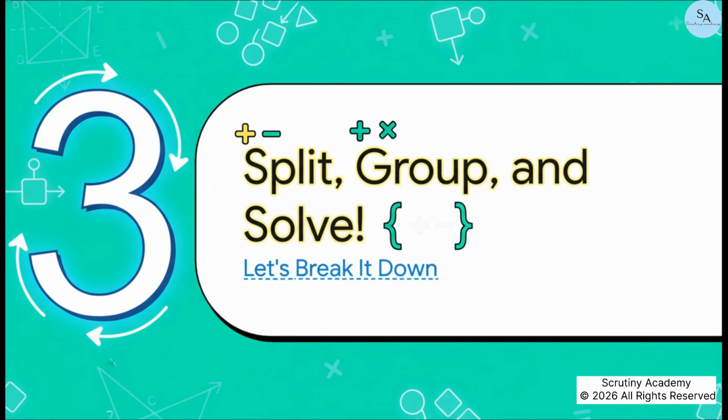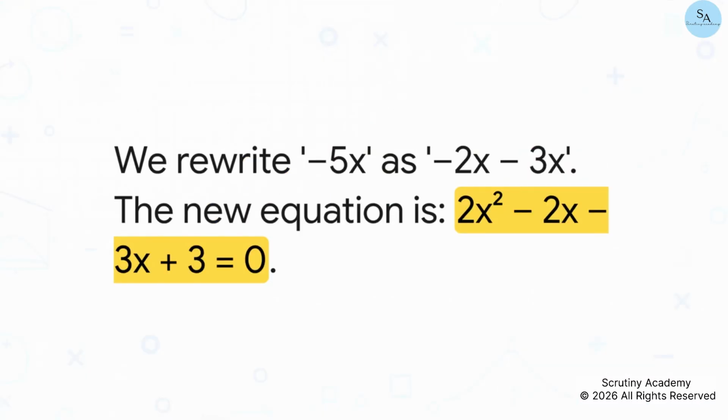Now it's time for the fun part. We get to split the equation, group the terms, and solve for the final answer. Let's go! So, the first thing we do is rewrite our equation. But instead of writing minus 5x, we're going to write minus 2x minus 3x, using the p and q we just found. Notice the value of the equation is exactly the same, right? We've just kind of stretched it out.